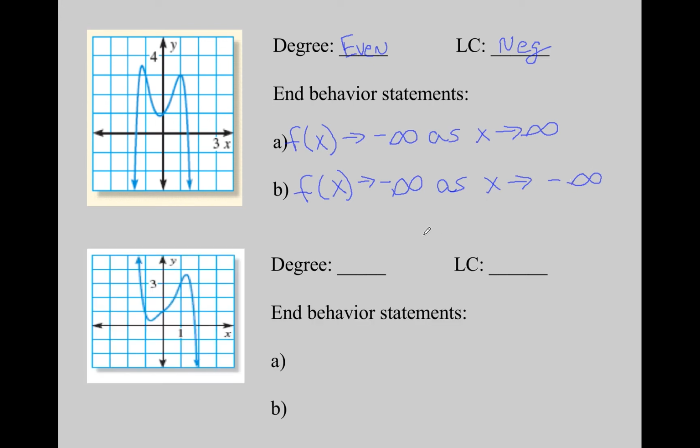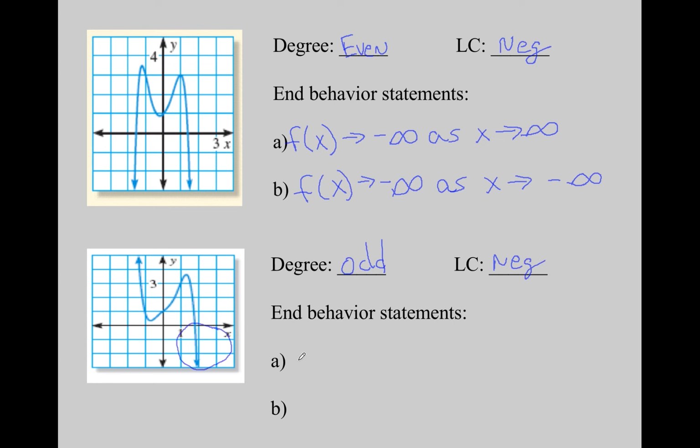Alright, let's try the next one. Hit pause, fill it in. Okay, now that you're back, arrows are going in different directions, so that makes this odd. This arrow is going down here, that makes this one a negative leading coefficient. Let's take care of the right hand side here.